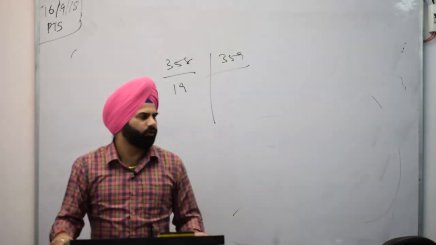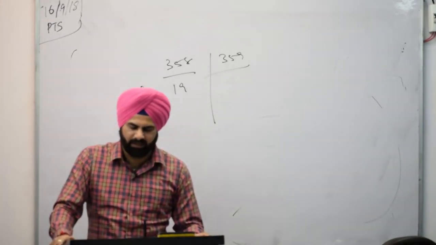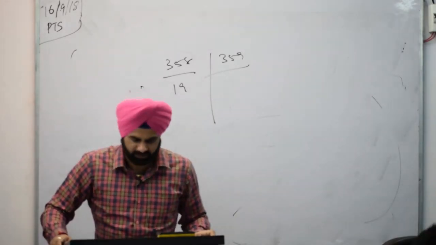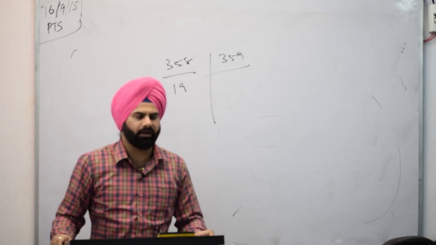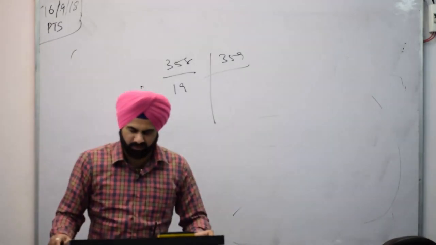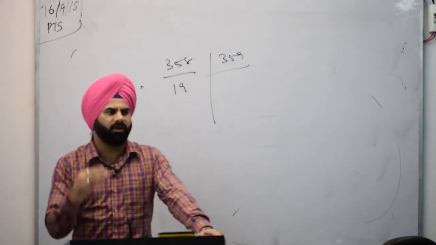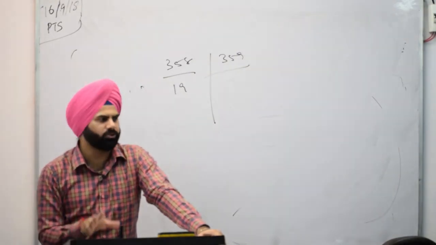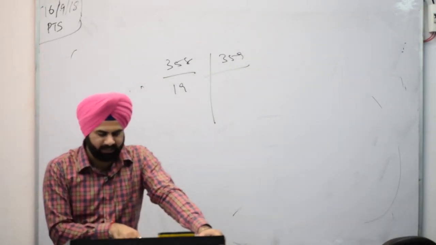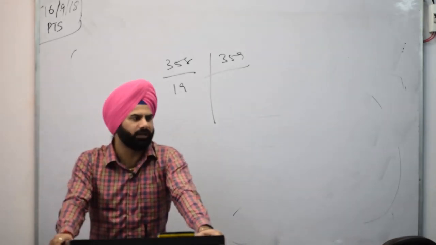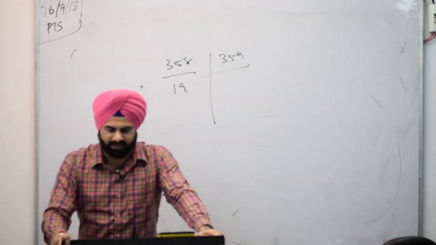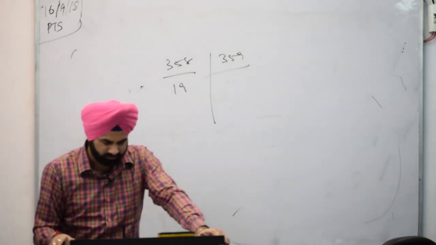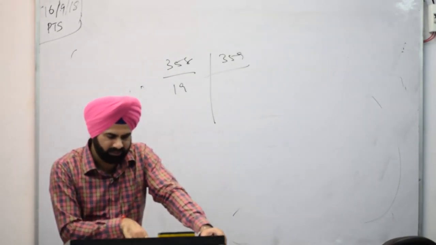The 1892 Act has other features also. For example, it increased the number of additional members, but the official majority still continued. Second, it increased the functions given to the legislative council, that they can discuss the budget and other things. And nomination of some of the non-officials was also done. B is the answer.